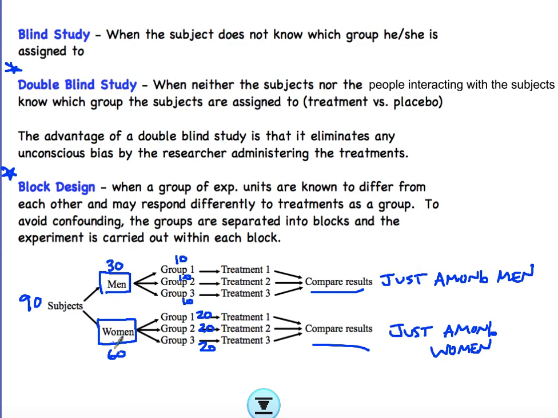These are not formed at random. The randomization comes in with the treatments. And again, you block based on something that you think is going to cause a different response.